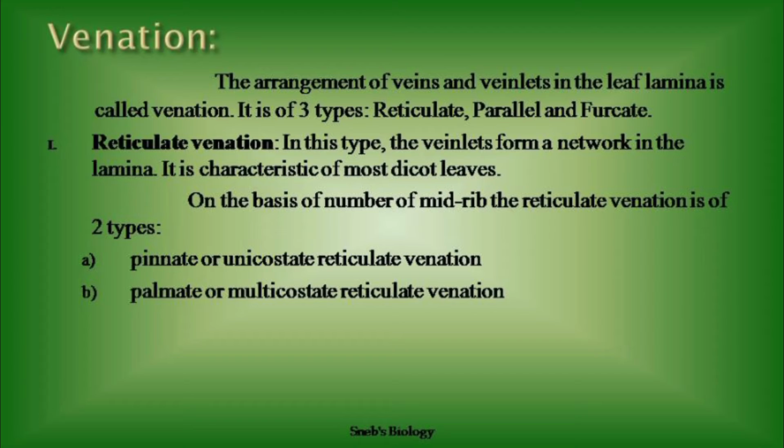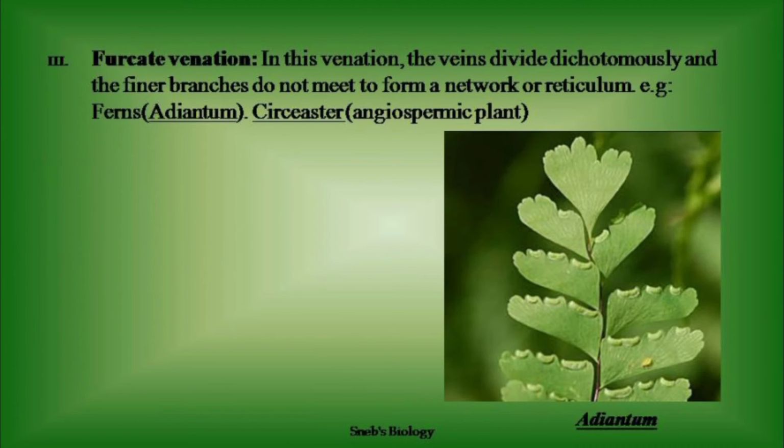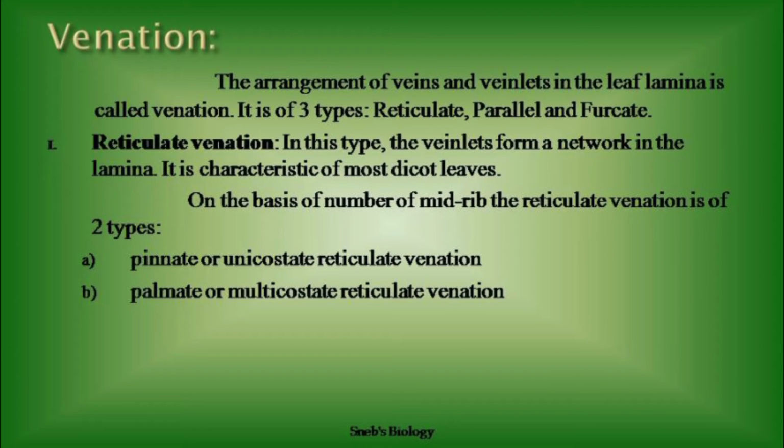The arrangement of the veins and veinlets in the lamina is different. So it is classified into three categories, that is reticulate venation, parallel venation and forked venation. We will discuss all three one by one. The first one is reticulate venation. This is the characteristic feature of dicot leaves. Here the veinlets are irregularly distributed and form a network or reticulum in the lamina.